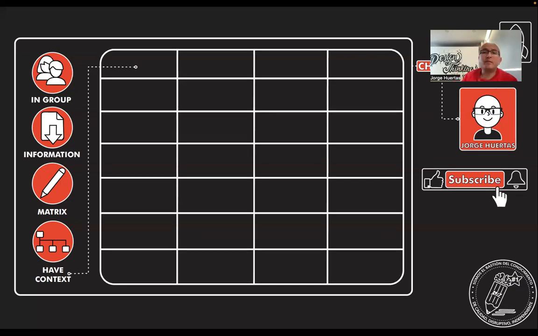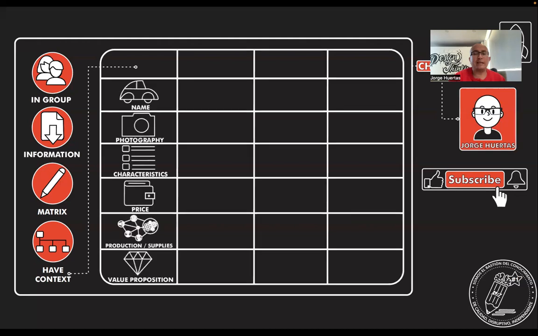So this matrix is divided in two parts. In the column that we are seeing on the left, we have the name of the product or the service. We have a photograph that allows us to have context, could be many photographs, the characteristics, all the things that we know about it, how much it costs, how the production process is, how many supplies it has, and of course, what the value proposition is. For this example, I'm just going to give 3 products, but it could be 3 services, or a lot more, or maybe just 2.